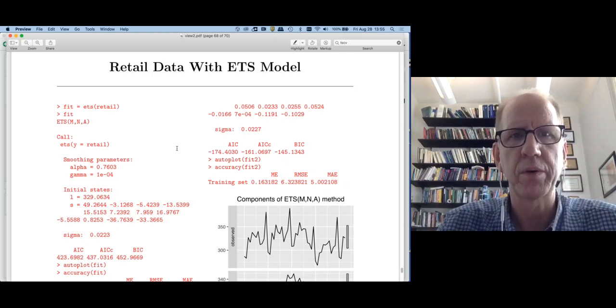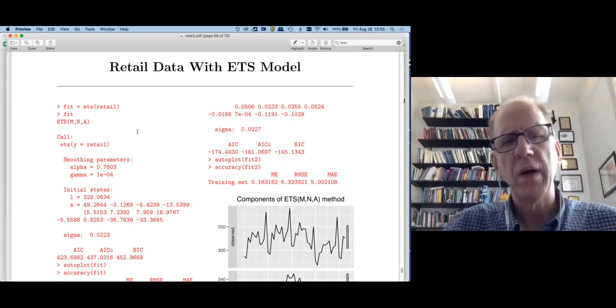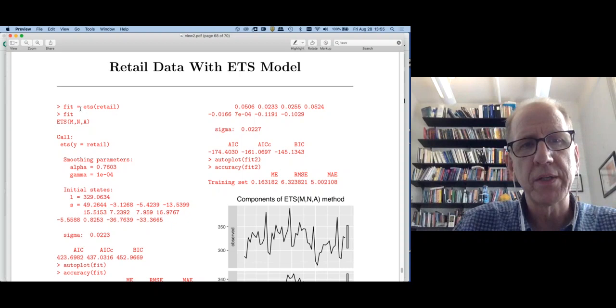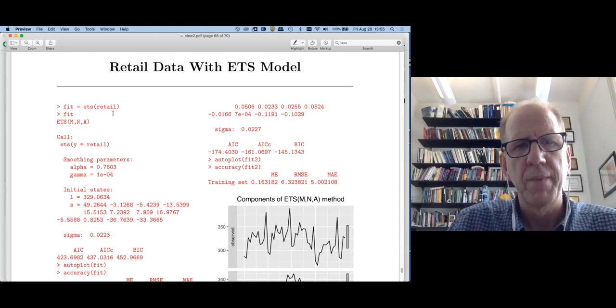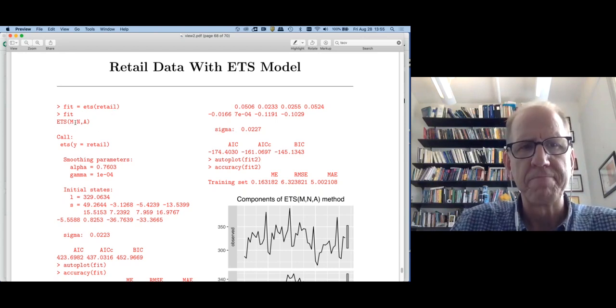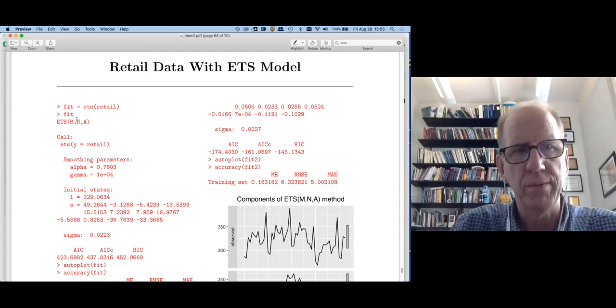That's the shampoo data. Let's go take a look at the retail data set that we looked at in the previous video around Holt Winters. So I'm going to start out by simply estimating ETS. We'll let it do whatever ETS wants. And it comes back with a model that we've never seen before.